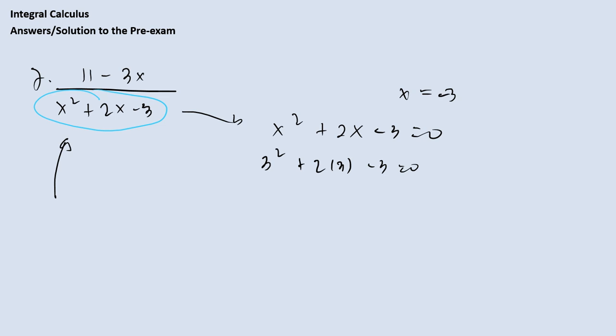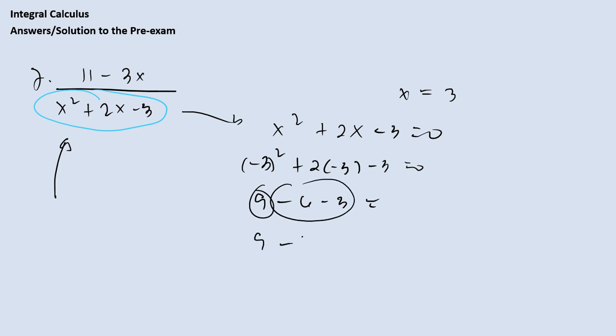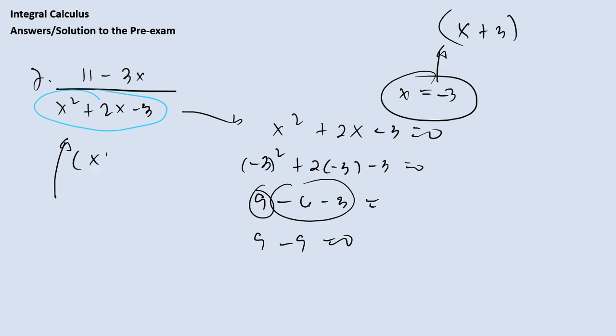So, let's say negative 3. Okay. Negative 3 squared plus 2 times negative 3 minus 3 is equals to 0. So, negative 3 squared is 9. So, this becomes 9 plus 2 times 3. Technically, we have negative 6, and we have negative 3. So, we have 9 minus 9 equals to 0. Wow, ibig sabihin, x is equals to negative 3. So, when you say x is equals to negative 3, this becomes x plus 3. So, it means to say we have x plus 3 here.